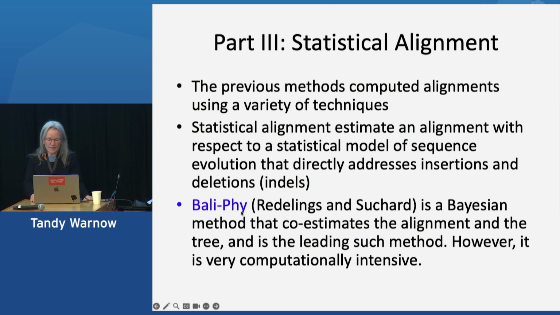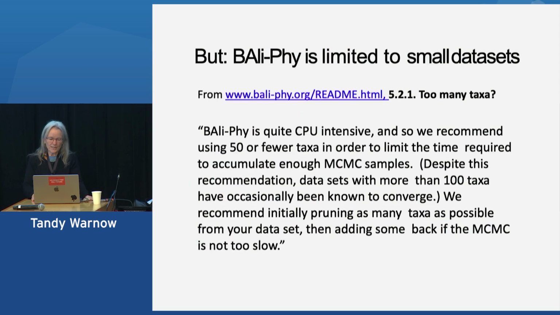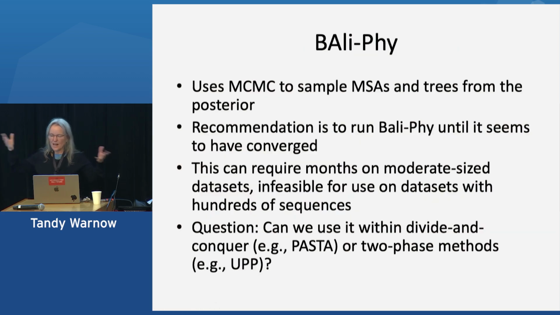BAli-Phy, by Ben Redelings and Marc Suchard from UCLA, is a Bayesian method that does this. The problem with BAli-Phy is just that it's really computationally intensive. Because it's Bayesian, you're using MCMC, you want it to converge. So you're trying to let it continue until it converges. That can take a long time. And when I mean a long time, it could be months on small data sets. So it's hard to use. And they even say, only do it with 50 or fewer, okay? That's really small.